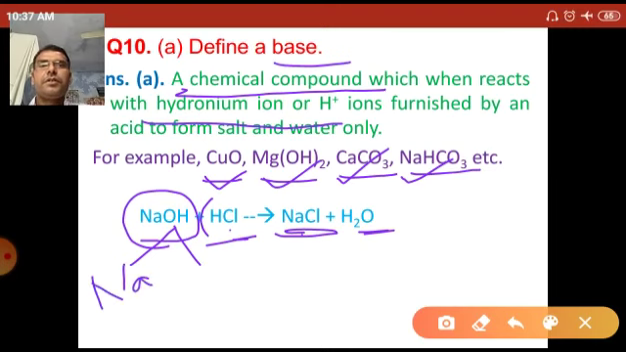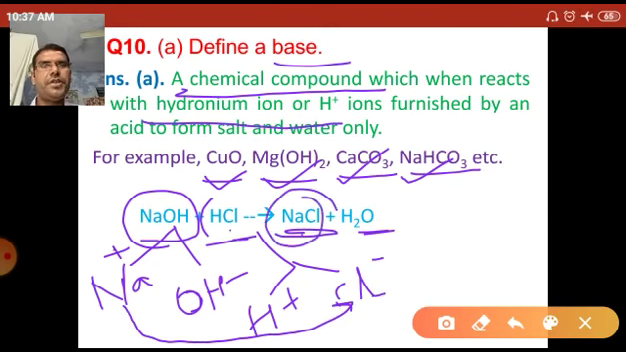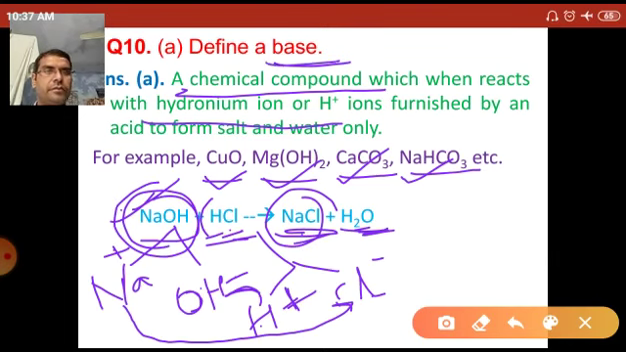NaOH breaks down into its respective ions, Na plus and OH minus. HCl also breaks down into its respective ions, H plus and Cl minus. So Na plus and Cl minus combine to form NaCl, and OH minus and H plus combine with each other to form H2O. So NaOH, when combined with acids, forms a salt and H2O. So NaOH is a type of base.